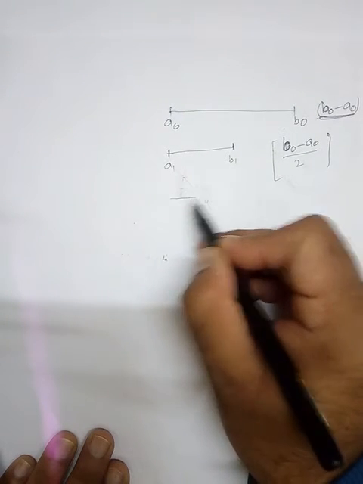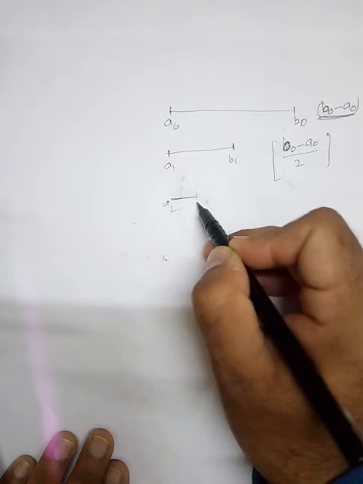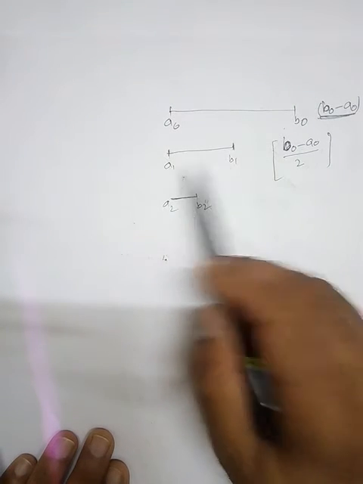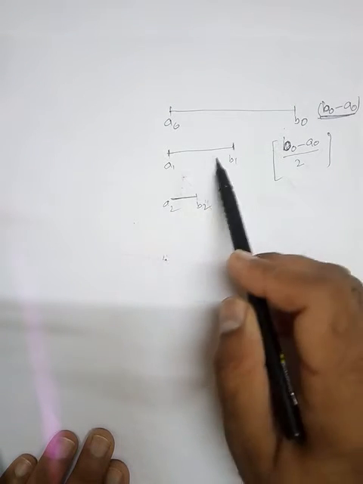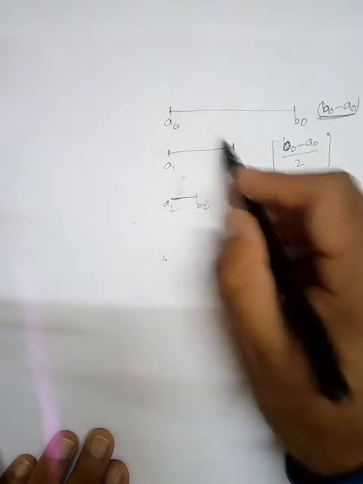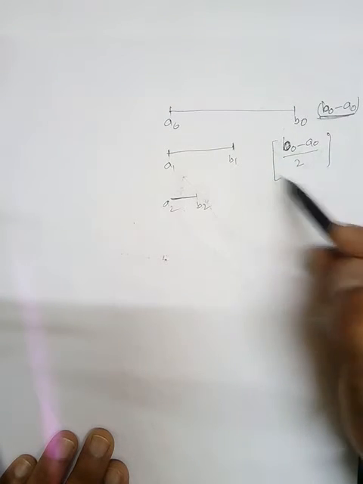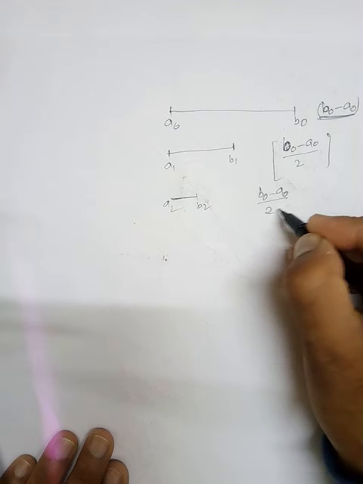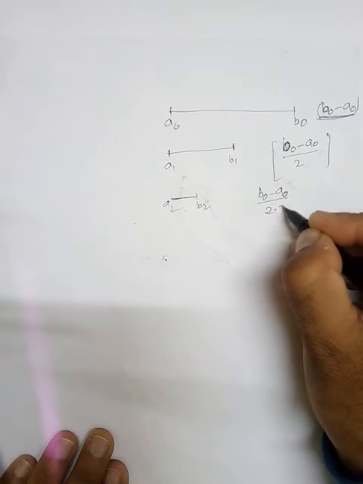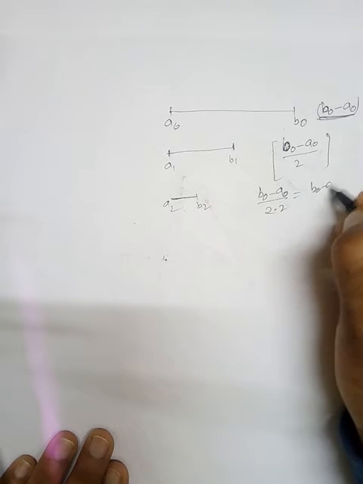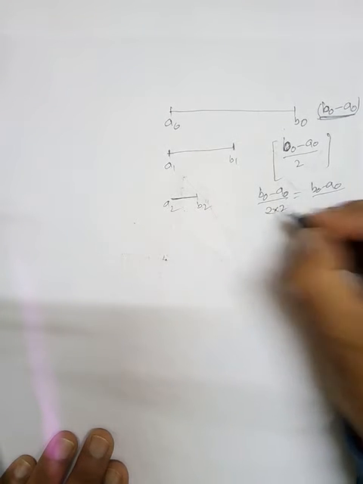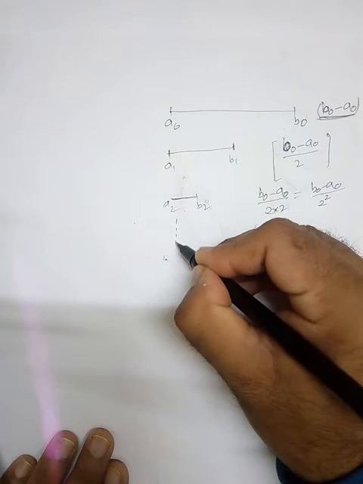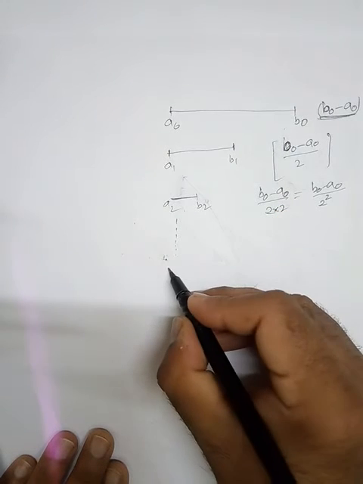Again, suppose you have selected this, your a2, b2, the second interval. What will be the length? The length of the previous interval divided by 2. But the length of that interval is b naught minus a naught by 2, so just divide this by 2. So we have b naught minus a naught by 2 into 2, that means b naught minus a naught by 2 square.